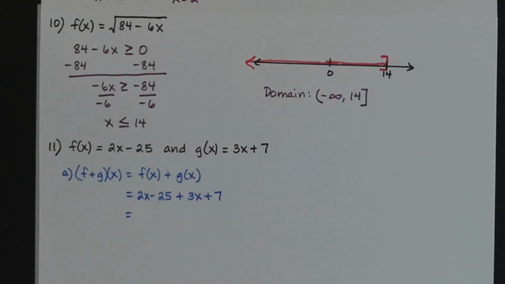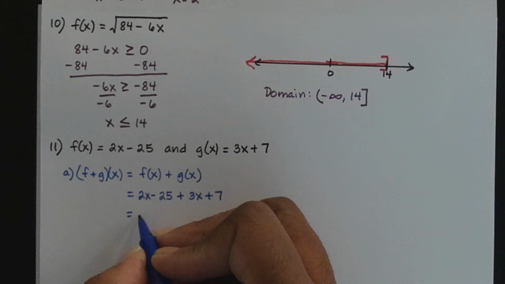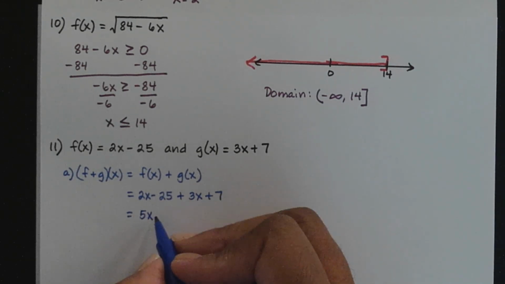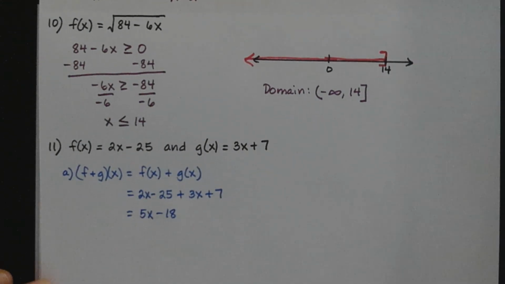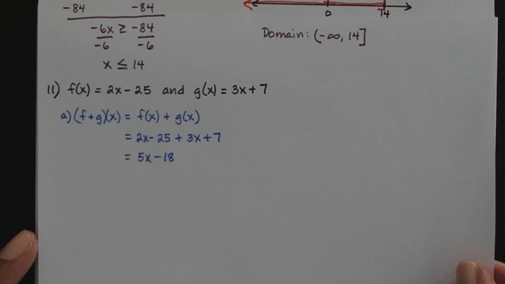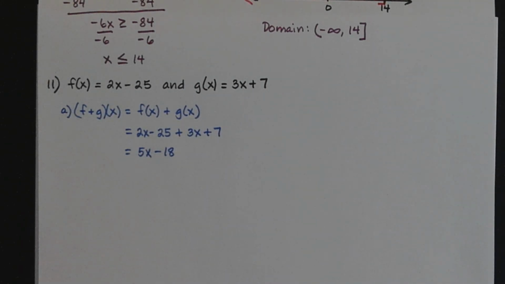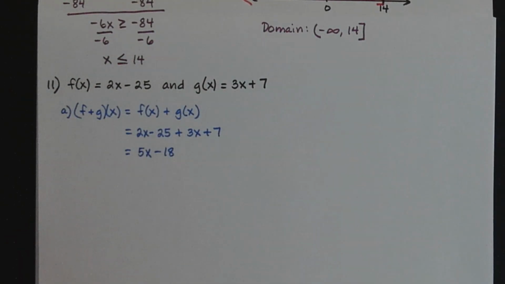So all we do here is just simply combine like terms. 2x and 3x is 5x. And then negative 25 plus 7 is negative 18. So the sum of f and g of x would be 5x minus 18. And that's all there is to it. Okay. Questions about part A?